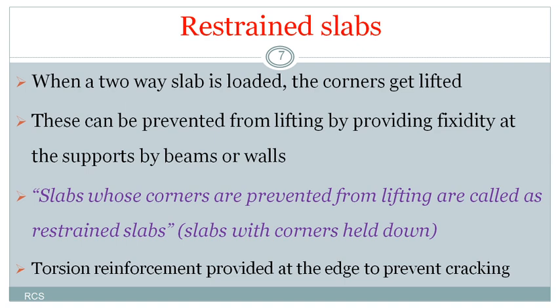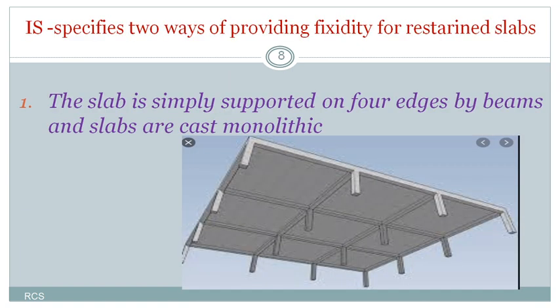The reason for providing torsional reinforcement is that the edges are not lifting freely, and the lifting of the edges or the corners of the slab is prevented by means of some support or some weight we are providing over it. Because of that, torsional stresses may occur. Due to the torsional stresses, cracks will be formed. Right?